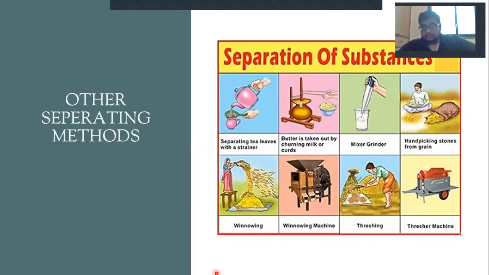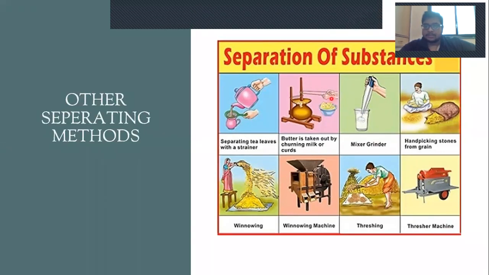Then this is winnowing, the same thing that is being done by a machine. This is threshing. Threshing means separation of chaff and grains, and there is also a thresher machine for that. So these are some other common examples of separation of substances that you might have studied till date.